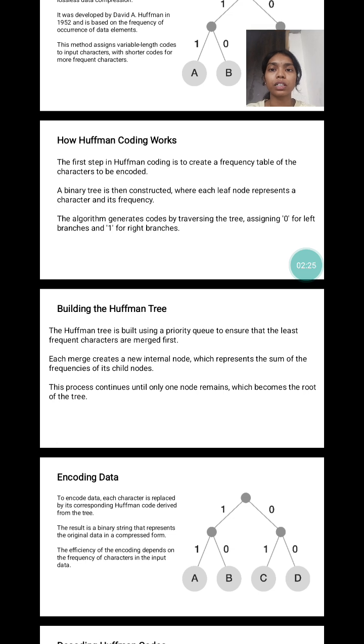How does Huffman coding work? The first step in Huffman coding is to create a frequency table for the characters to be encoded. Here, first we create a frequency table for the characters we encode. A binary tree is then constructed where each leaf node represents a character and its frequency. Here we have one binary tree with a root node, which contains some leaf nodes, and these nodes have the characters.